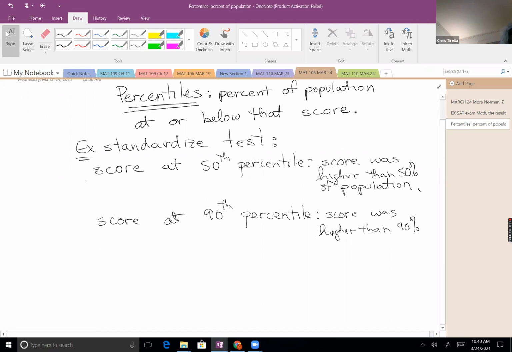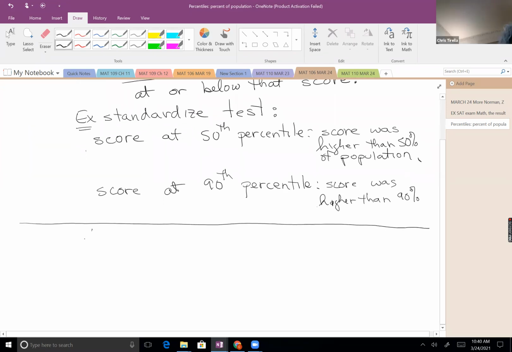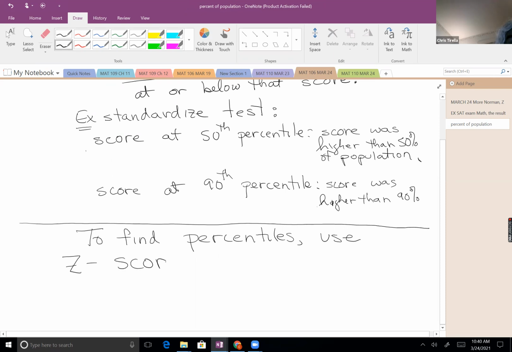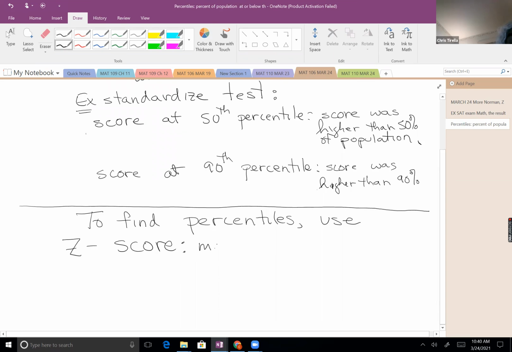Can everybody wrap their mind around what that percentile means? Have you seen that word before? Yeah. Okay. And to find percentiles, we're going to use something called a z-score. A z-score is a measure of how many standard deviations you are from the mean.